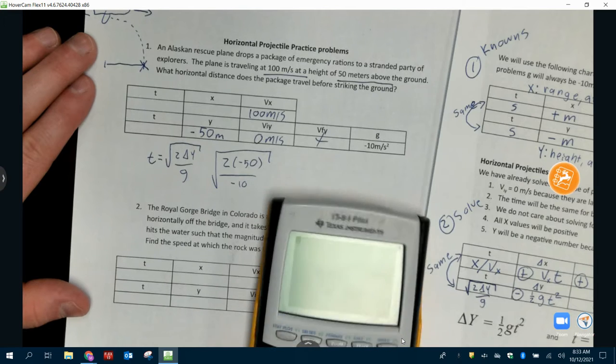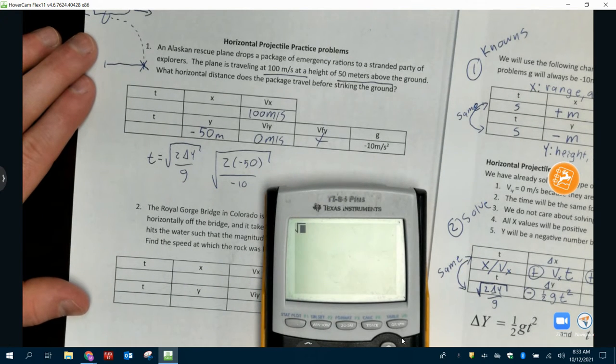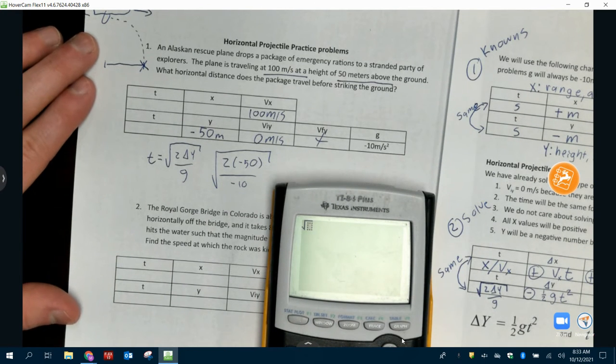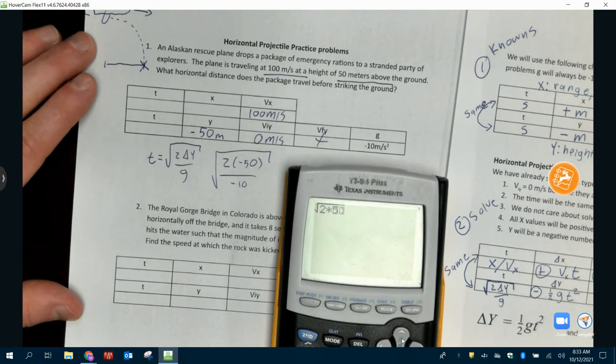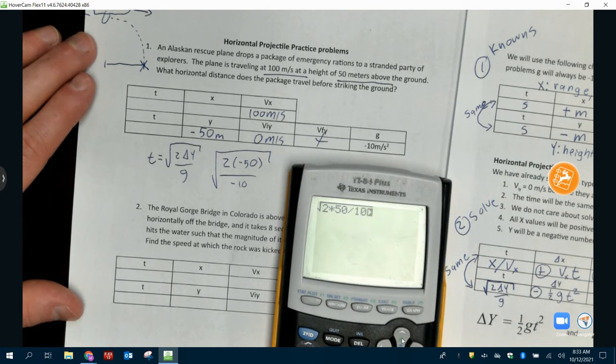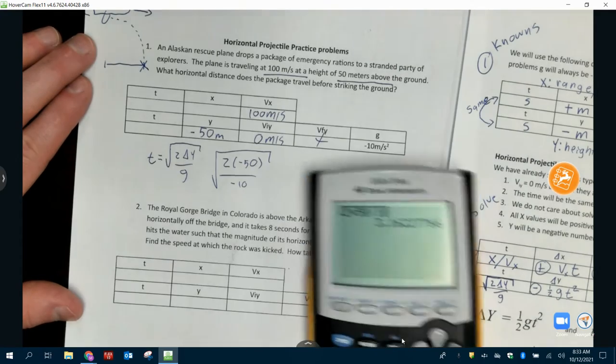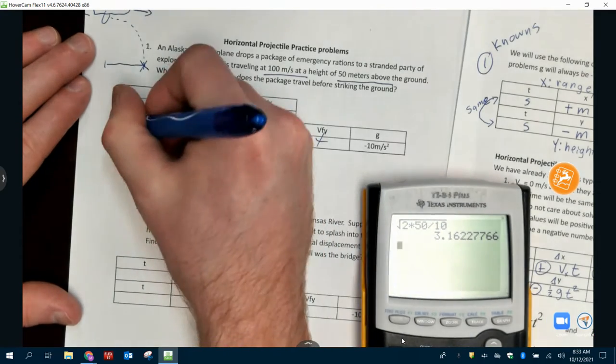And we've probably done this same problem like 100 times before if we just did the drop portion. We found heights of something and figured out how long it takes. That's not new. So 2 times 50 over 10, because I know the negatives are going to cancel. So that's 2 less buttons to press. That gives me 3.16.